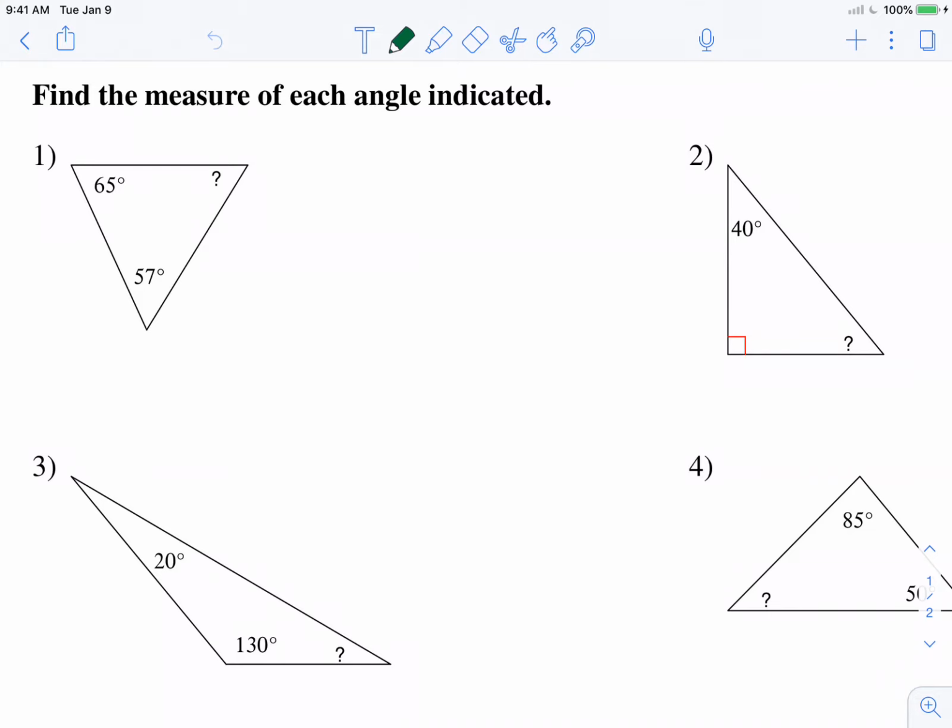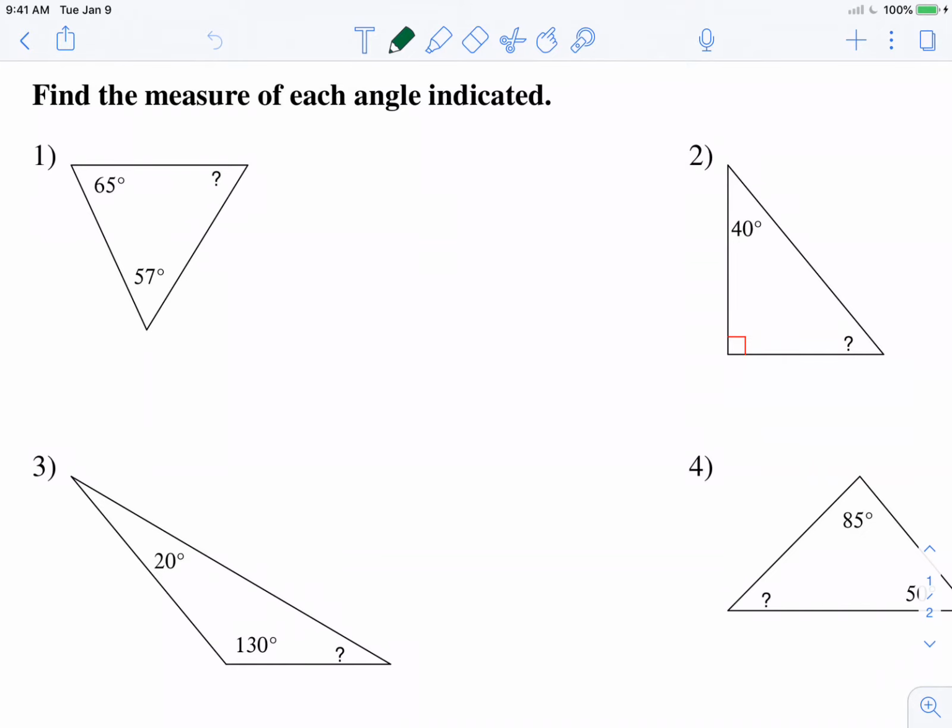Okay, so for today, you are using two theorems we talked about to find measures in and outside of a triangle. So the first one is the interior sum theorem, which just states that all the interior angles of a triangle have to add up to be 180.